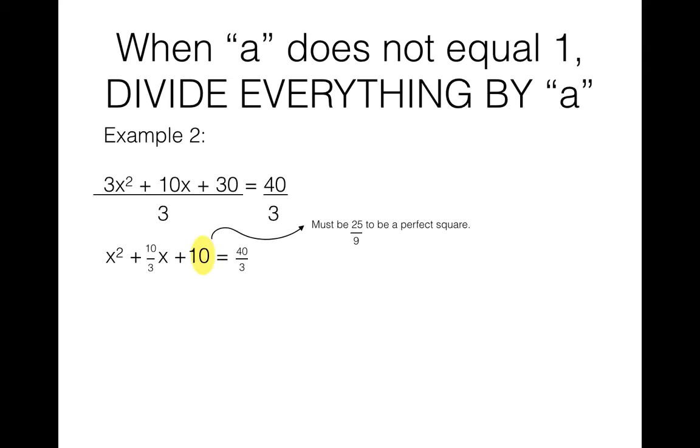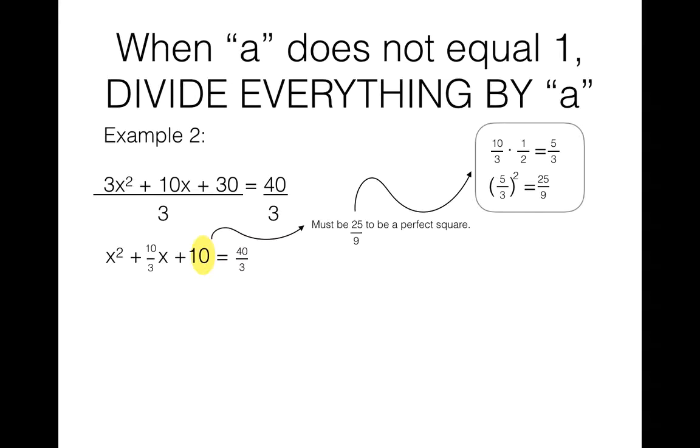So we have to figure out, what does this 10 have to be? Well, it has to be 25 ninths. How did we get that? Well, remember we take that middle term, which is 10 thirds, and we find half of it. Half of 10 thirds is 5 thirds. And then we square that. And 5 thirds squared is 25 ninths. So we need to make that 10 become a 25 ninths. How do we do that?